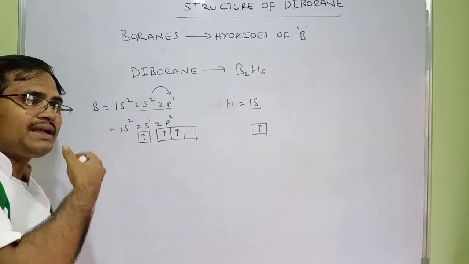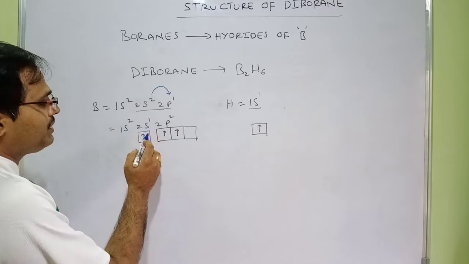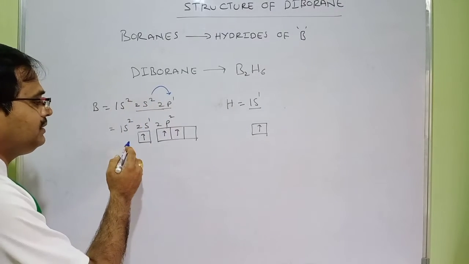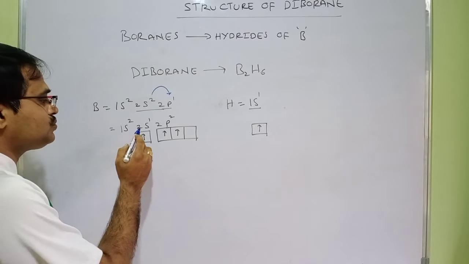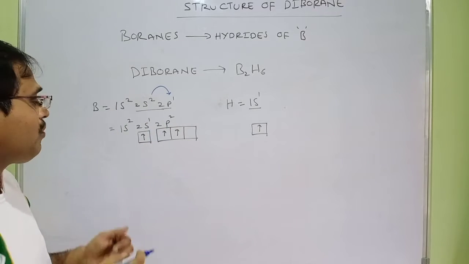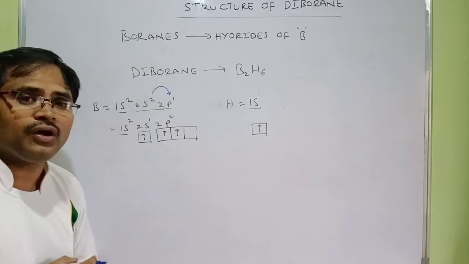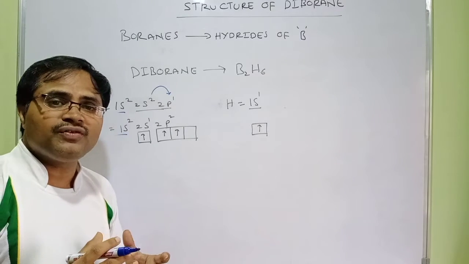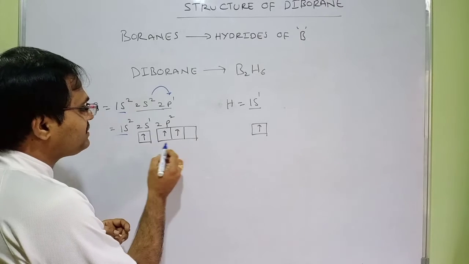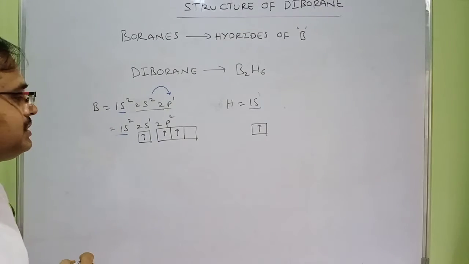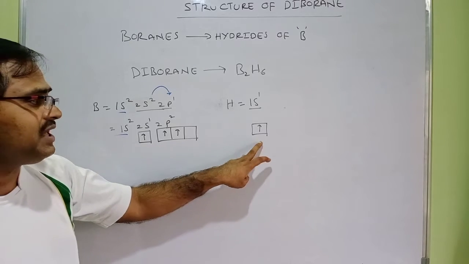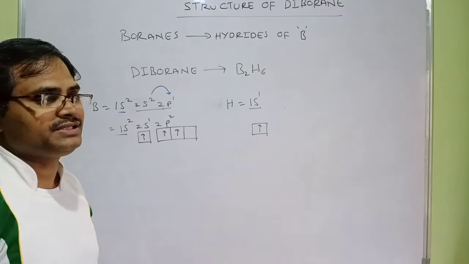When the boron is excited, the electron configuration becomes like this. One electron from the s orbital jumps into a p orbital. Then the electron configuration becomes 1s2, 2s1, 2p2. Anyway, we don't have to focus on the inner core electron configuration. Inner core electron configuration doesn't decide anything. So we have to focus on the valence shell electron configuration. So this is the boron electronic configuration in the excited state. And this is the electron configuration of a single hydrogen.